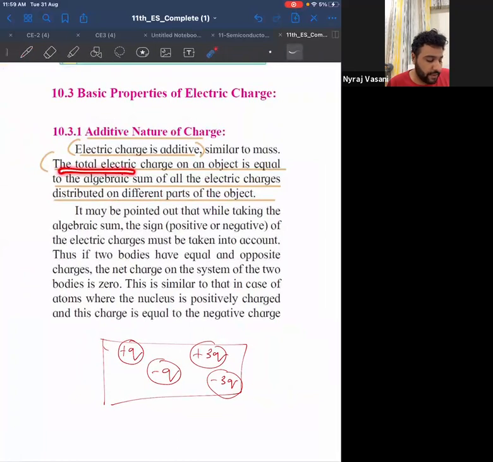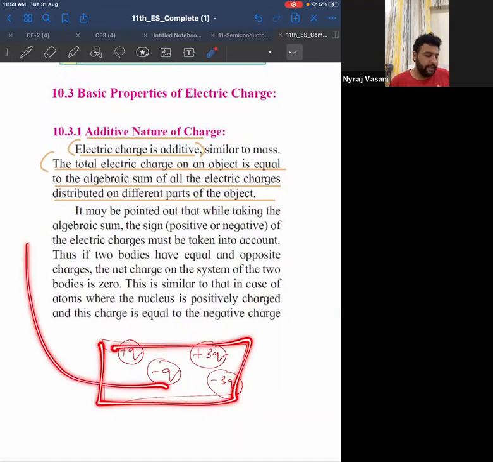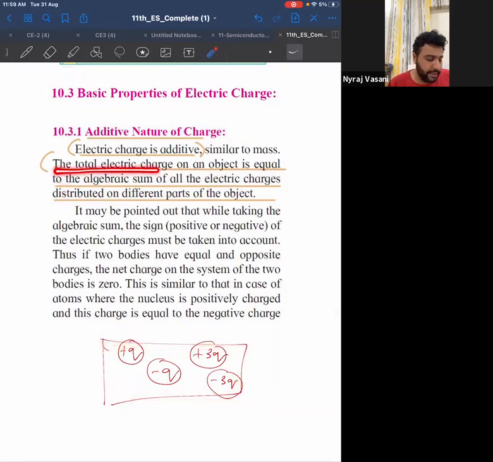Check. The total electric charge on an object is equal to the algebraic sum of all the electric charges which are distributed on different parts of that object. Did you understand? This example, if I want to explain in words, it is this. The total electric charge on an object is equal to the algebraic sum of all electric charges distributed on different parts of the object. Okay.